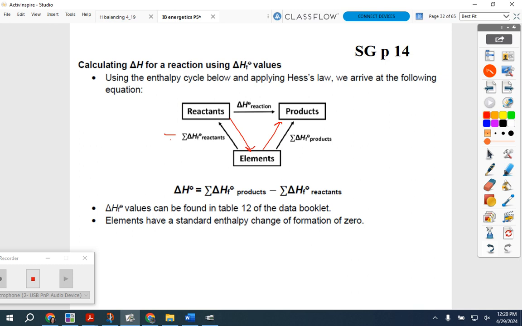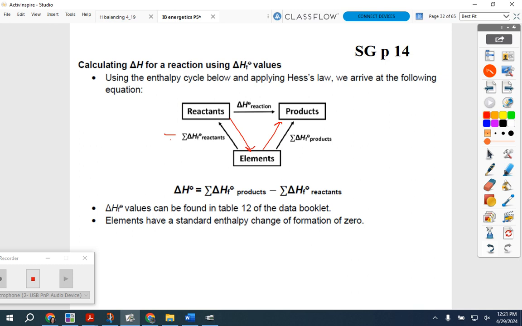Okay? I suggest that you practice drawing these enthalpy cycles, because if you're stuck and you're not sure which way to go, the triangle will help you. All right, because you've got to think about what am I doing? I'm going from the elements to the substances in the equation, so that's going up. All right, and then if we're traveling in this direction, we're minusing the reactants or flipping the sign on the reactants and keeping the sign on the products.